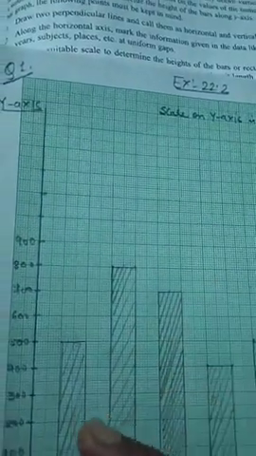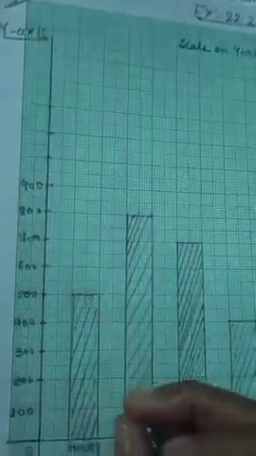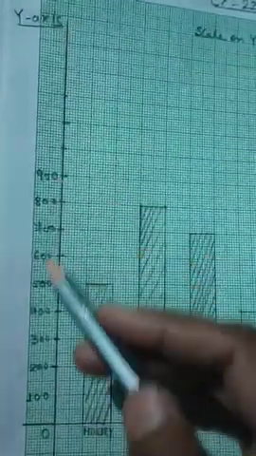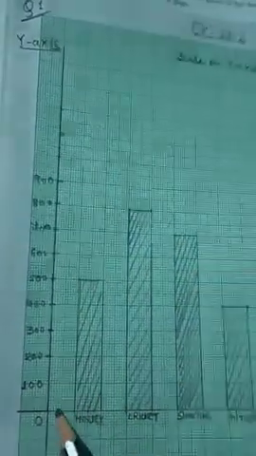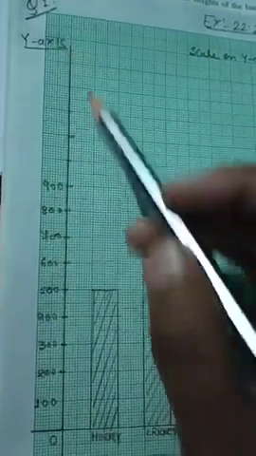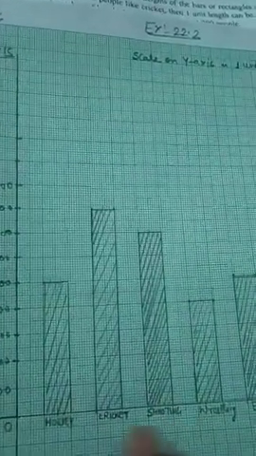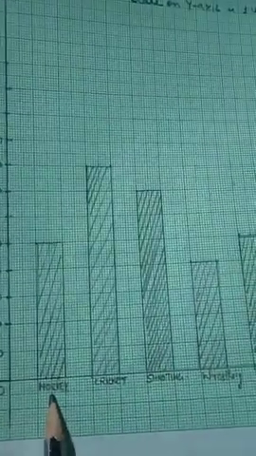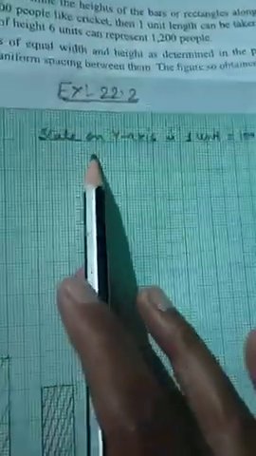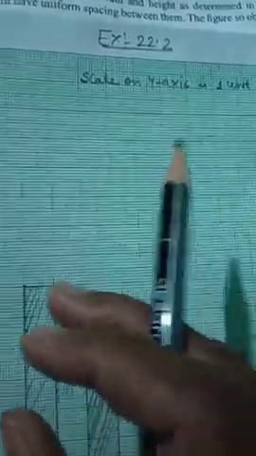We assume a suitable and convenient scale to decide the height of the bar along the y-axis. In order to construct a bar graph, we must keep in mind some points. Always we have to draw the two perpendicular lines, this side and this side. This is called x-axis and this is called y-axis. Along the horizontal axis, we can mark the information like I have marked these games' names: hockey, cricket, shooting, wrestling, badminton. And we have to select a suitable scale also, like this I have selected, to determine the height of the bar or rectangle along the vertical axis.